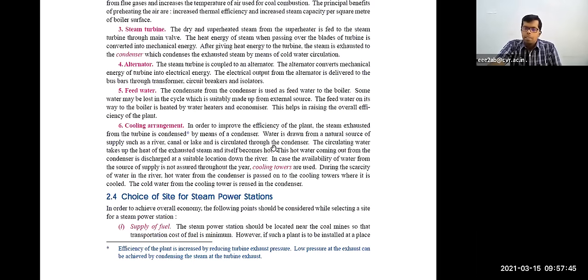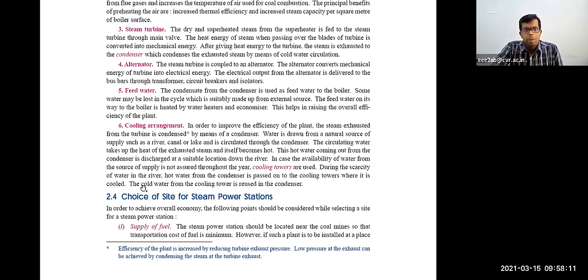The hot water is passed through a canal for some kilometers, so automatically it will lose the heat. Then it is given to the dams or rivers like that.